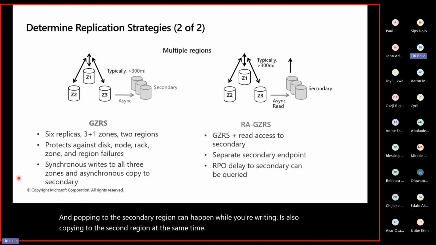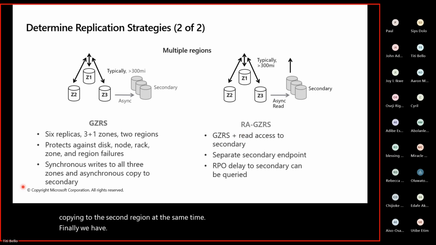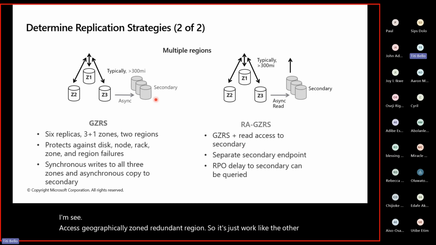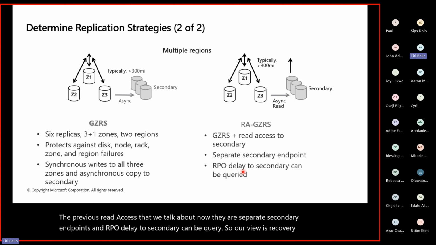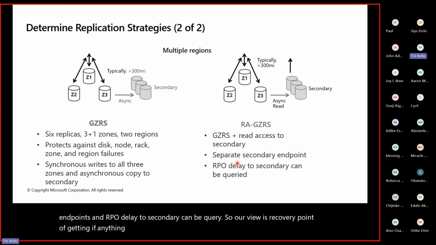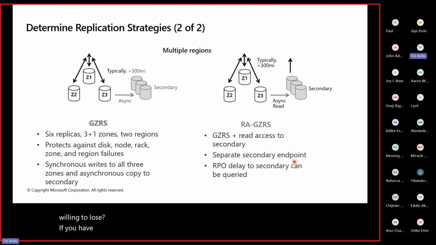Then finally we have read access geographically zone redundant region. So it just works like the previous read access that we talked about. Now they are separate secondary endpoints, and RPO delay to secondary can be queried. So RPO is recovery point objective. If anything happens, recovery point objective means how much data are you willing to lose if you have to restore.